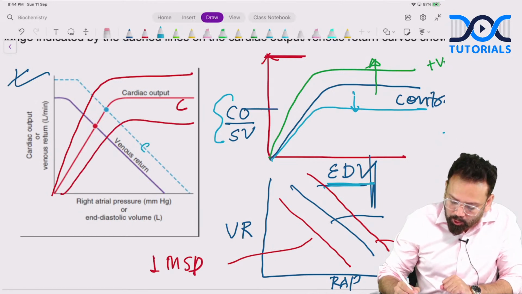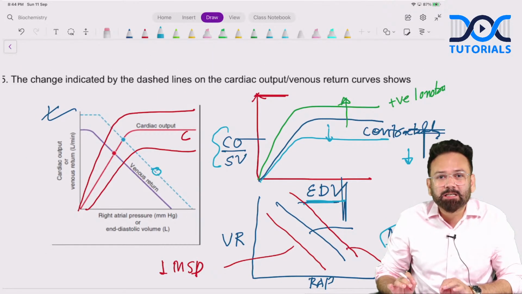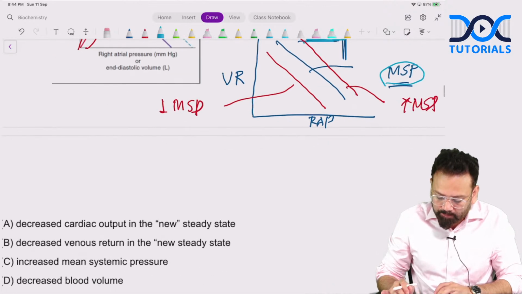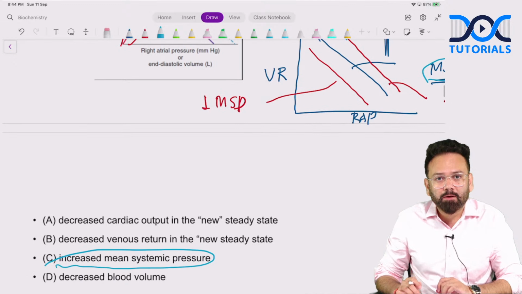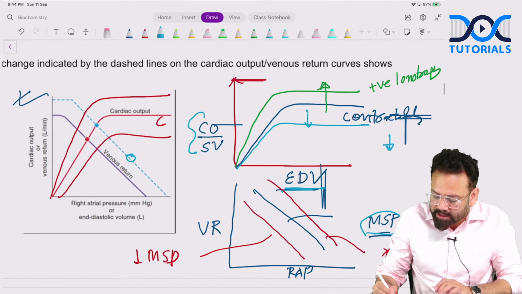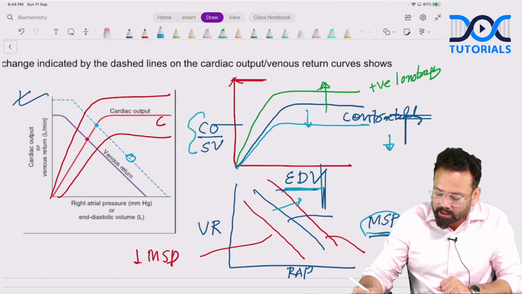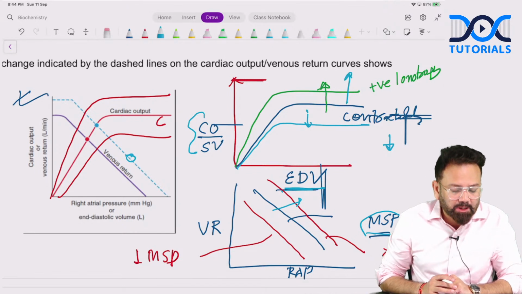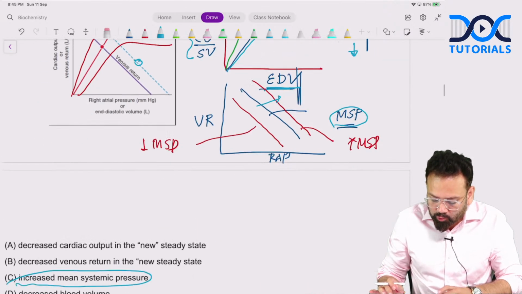And what is this blue curve they are asking for? It is increased mean systemic pressure. So, the answer will be what? Increased mean systemic pressure. Very simple. So, if there is an upward curve in this image, it is increased mean systemic pressure. If there is an upward curve in this image, it is increased contractility. Is this clear? So, this is an amalgamation of two images.